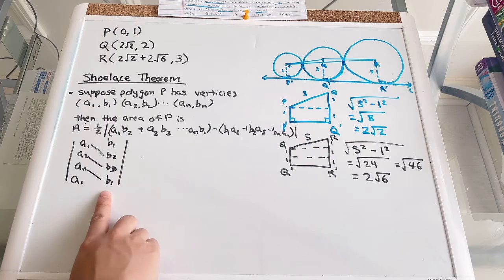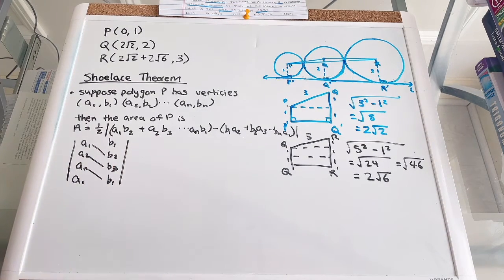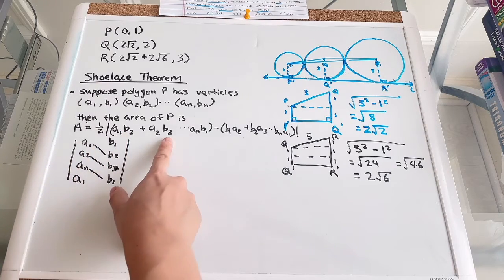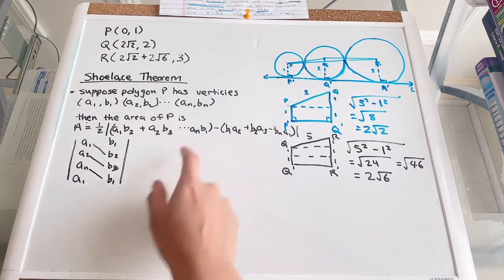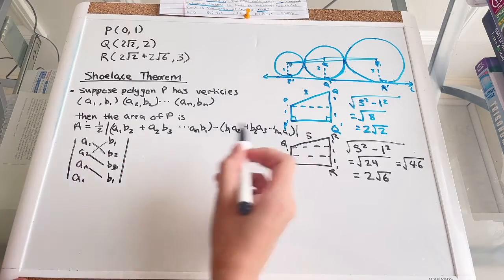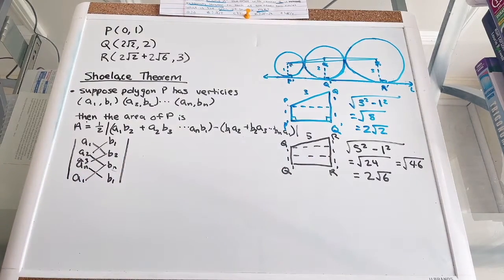You can see from here, if we cross add it, then we will get this. So it looks like a shoelace. A1 B2 right here, A2 B3 right here, and all the way to An B1, which is right here. And then you subtract B1 A2, which is right here, B2 A3, and then etc. Okay, so how do we use this?